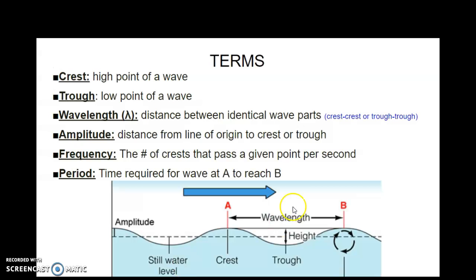Click forward, please. There we go. So these are the terms in word form. You will be responsible for being able to recognize these terms on a quiz or test in the near future. So these are just the definitions.